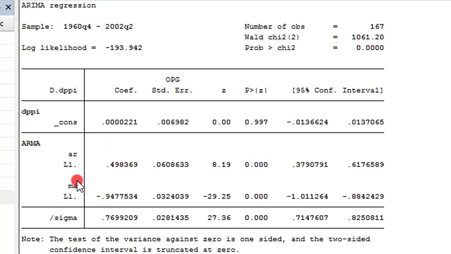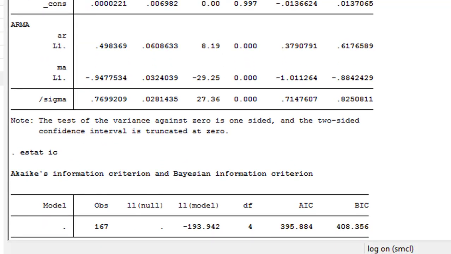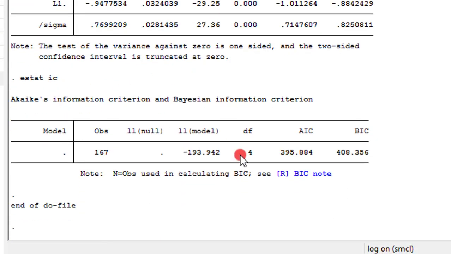Also, for the MA process, you can say that the lag of the residual would negatively predict PPI at the 1% level. You can see here it is negative and statistically significant at the 1% level. Remember that the MA component of this model is the lag of the residual. And by running the ESTAT IC command, I'm able to generate the AIC and the BIC. All this will be used in selecting the most appropriate model.